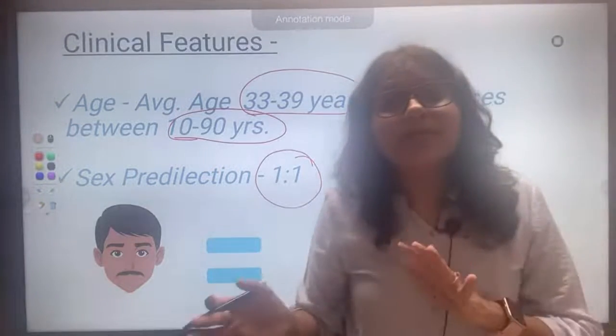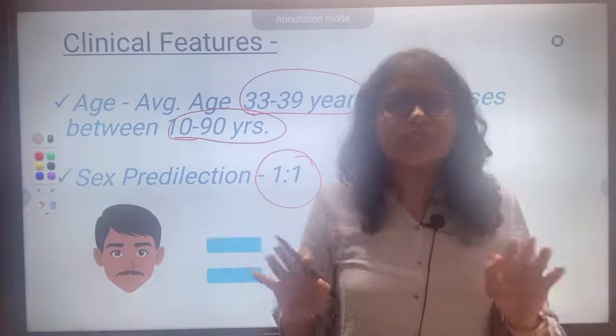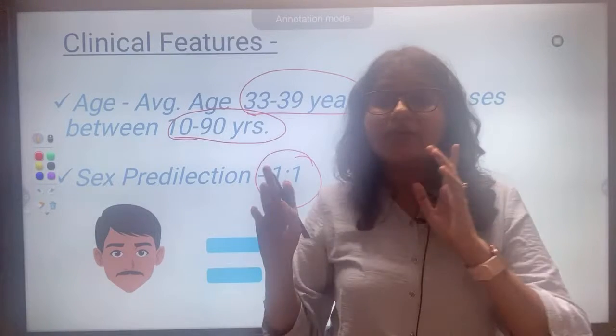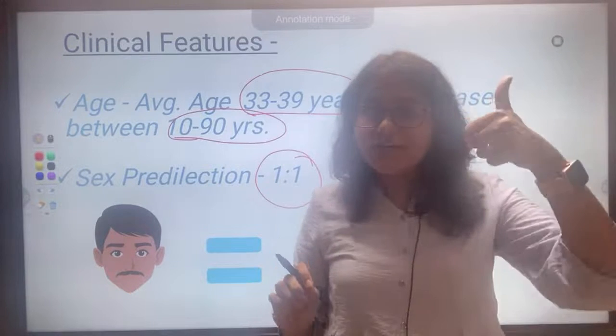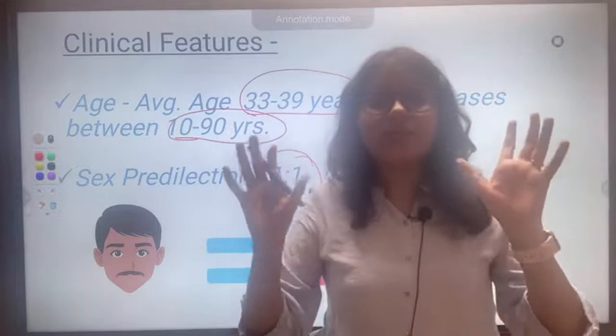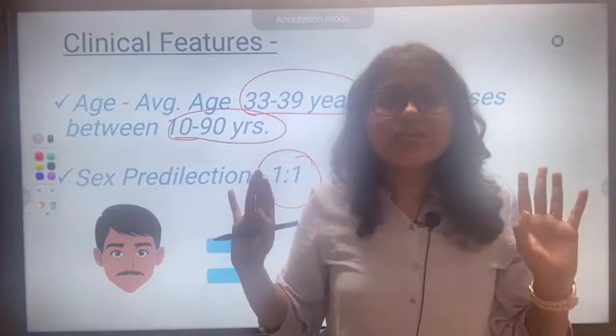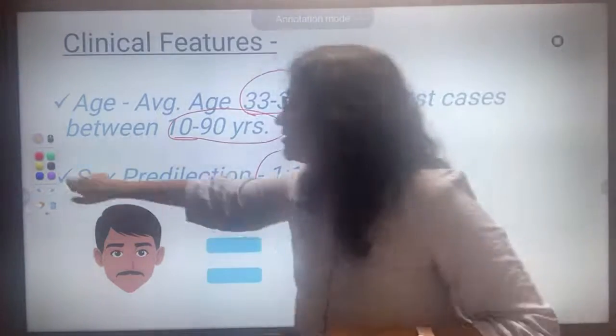Is it common in males? Is it common in females? Almost same, almost same. 1:1 is the male to female ratio for ameloblastoma, right? So age is 10 to 90 years, average 33 to 39 years, correct? Number 1, age. Then male, female, almost equal predilection. Fine. Let's go to the next point.